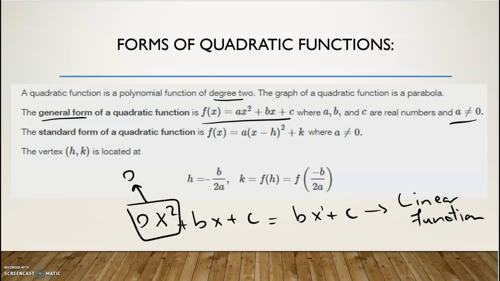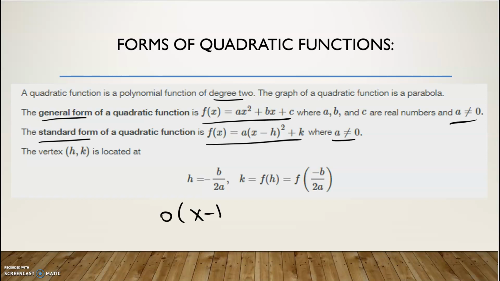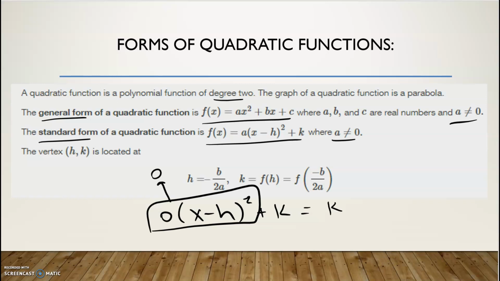Okay, now let's look at the other form, standard form. f of x is equal to a times the whole thing, x minus h, squared, plus k, where again a is not equal to 0. Let's look at the case where it is equal to 0 and see what happens. 0 times x minus h squared plus k. This whole thing would go to 0, which means it would be equal to k. K is just a constant, so we wouldn't have a quadratic function anymore. We would just have a constant.